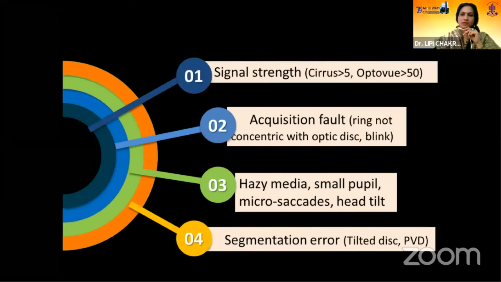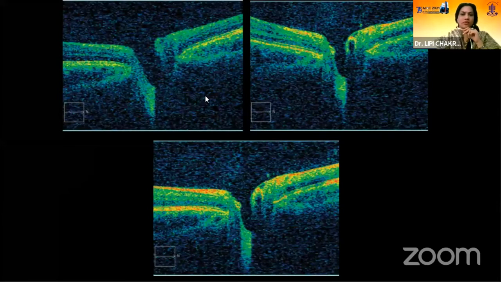So what are the factors which we need to give importance to? Signal strength, for different machines it is different. Acquisition fault: ring not concentric with optic disc, or if the patient blinks, hazy media, like PCO commonly, or even early to moderate cataract, small pupils, segmentation error like PVD. So this can all give some false readings. So this is one interesting example.